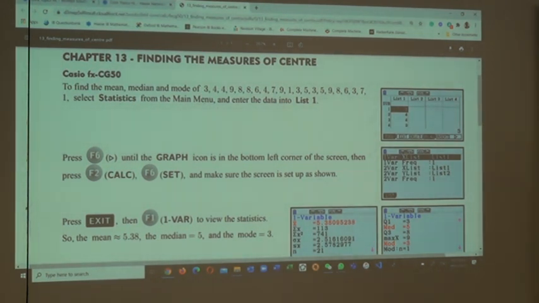Did you guys get 40? What did you get? 49.06. Yeah, 49.06. And then median is 45. Yeah, okay.